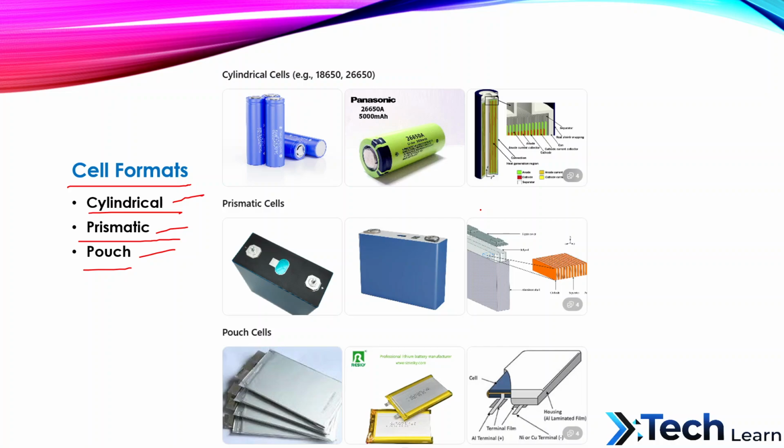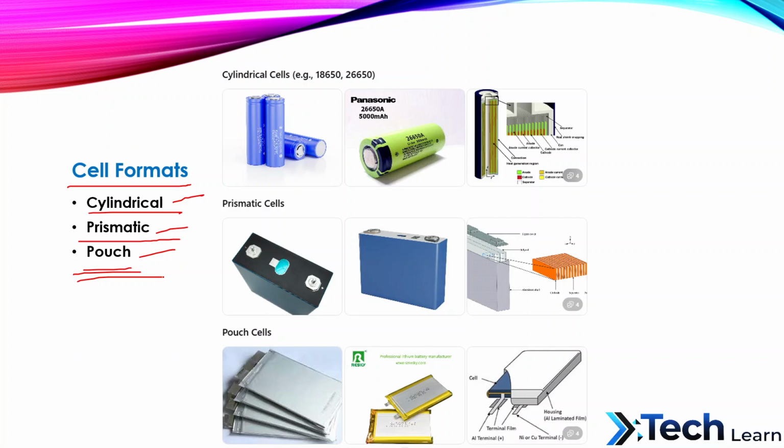Okay, cylindrical cells like 18650 are the most common and use a jelly roll structure. Prismatic cells are rectangular and allow better packing density. And coming to pouch cells, they use laminated film enclosures, are light in weight and flexible, and are widely used in EV applications.